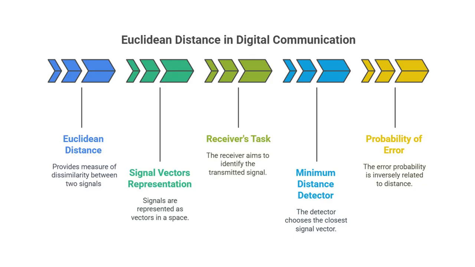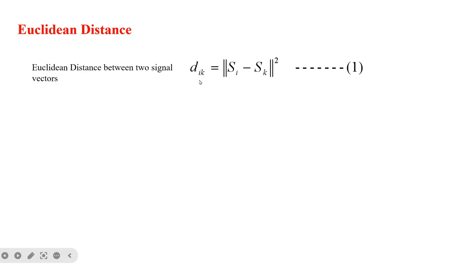Now we will see the derivation of this. Okay, so here is how the Euclidean distance is calculated between the two signal vectors, and it can be given by dik is equal to the double-line square of Si minus Sk.